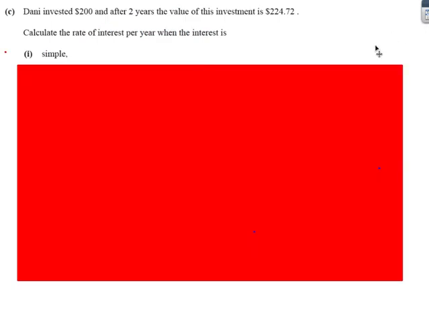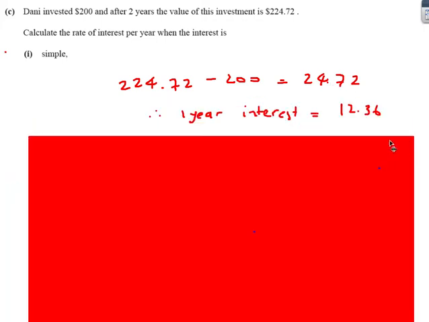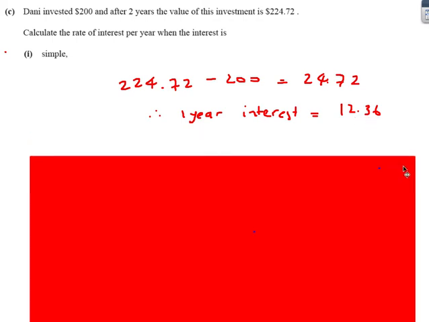Okay, let's have a look at another one. $200 after 2 years. This is the interest. This is the final amount, and therefore calculate the rate of simple interest. Same again. So start with the final amount, 224.72. Take away the initial, which is 200. I get 24.72. That's how much interest I've got after 2 years. Divide it by 2. So in 1 year, I've got 12.36 interest.